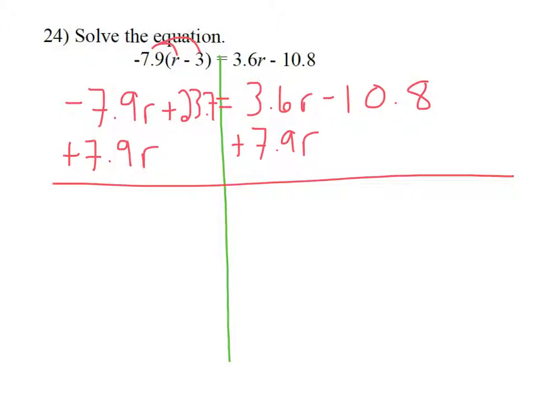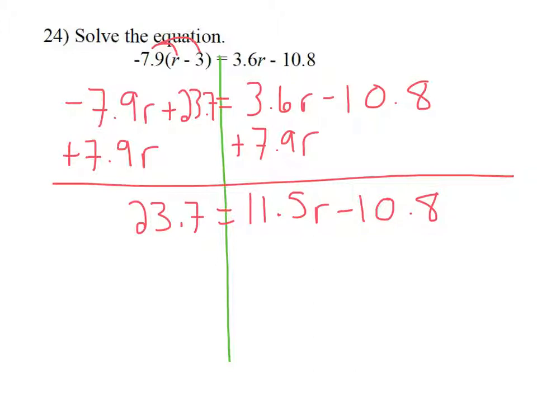On the left side, I'm left with just the 23.7. On the right side, I have 11.5r minus 10.8. At this point, I don't have any choices. I have to move the negative 10.8.